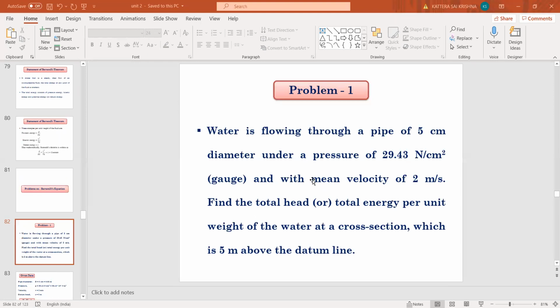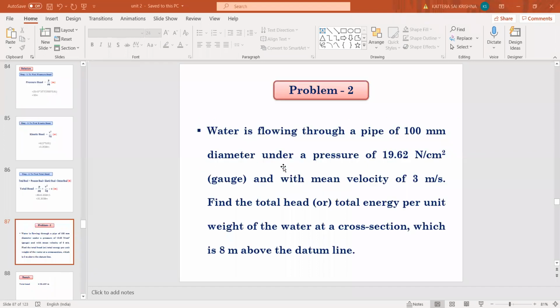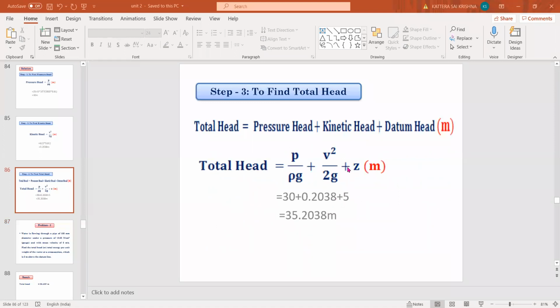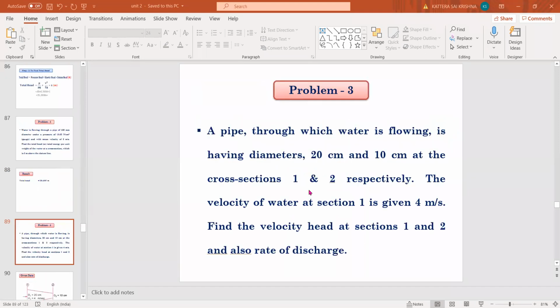How many problems have we solved? One or two yesterday? Two problems, sir. One is this one, the 30 meters, and another with 20 meters. Next one also we have solved. So today we'll start with our third problem. At a single point only, we found the pressure head and datum head. So next is our third problem.